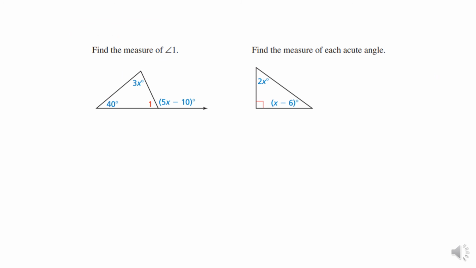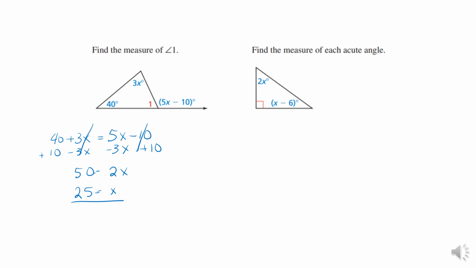Okay, so find the measure of angle 1. There's a couple different ways that you can do this. You do have to solve for x first, so we're going to go ahead and do that. So 40 plus 3x equals 5x minus 10. Subtract 3x from both sides. I get 2x. I'm going to add 10 to both sides. I get 2x equals 50. So x equals 25.